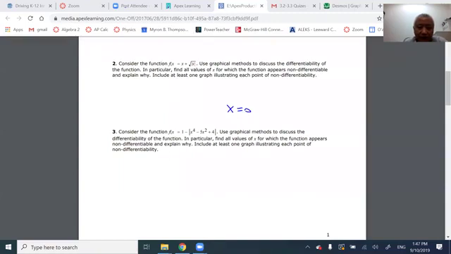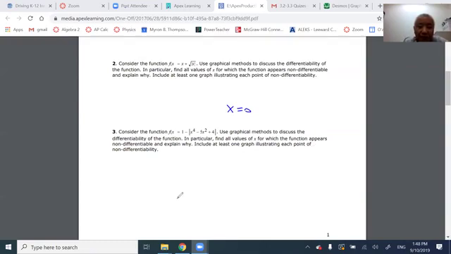When you look at this one here, you can see number 3 now, okay? Consider the function of this. Use the graphing methods to discuss differentiability of the function. In particular, find the values of x for which the function appears not differentiable. Explain why. Include at least one graph to illustrate each point of non-differentiability, okay?